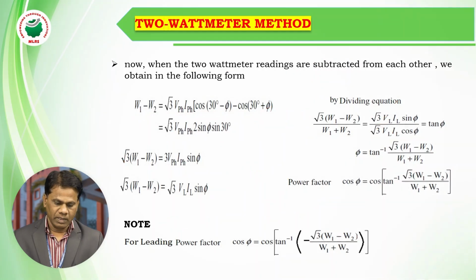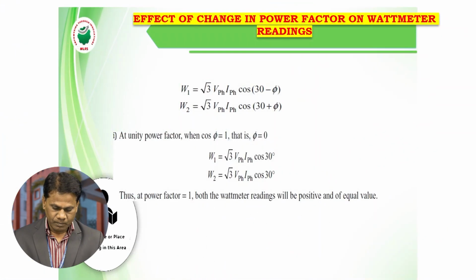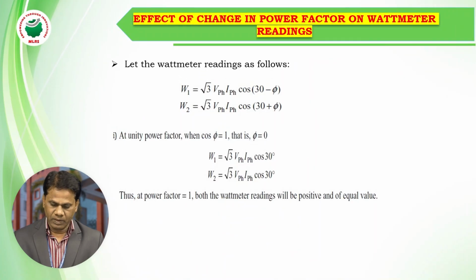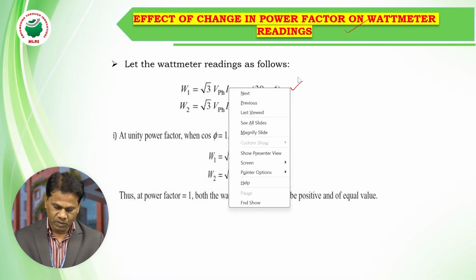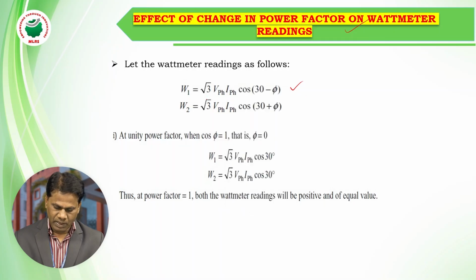Next we will see the effect of change in power factor on wattmeter readings. For different power factors, what will be the readings of the W1 and W2 wattmeters? We derived previously that W1 is equal to root 3 times V phase I phase cos of 30 minus phi, and the W2 reading is root 3 times V phase I phase cos of 30 plus phi.